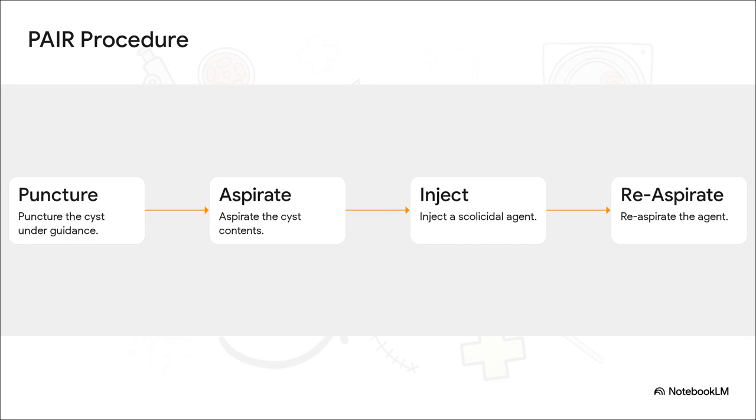For smaller, uncomplicated cysts, especially in someone who might not be a great candidate for surgery, we can consider a percutaneous technique called the PAIR procedure. It's exactly what it sounds like. You puncture the cyst, aspirate the fluid, inject a scolicidal agent to kill the parasite, and then re-aspirate that agent.